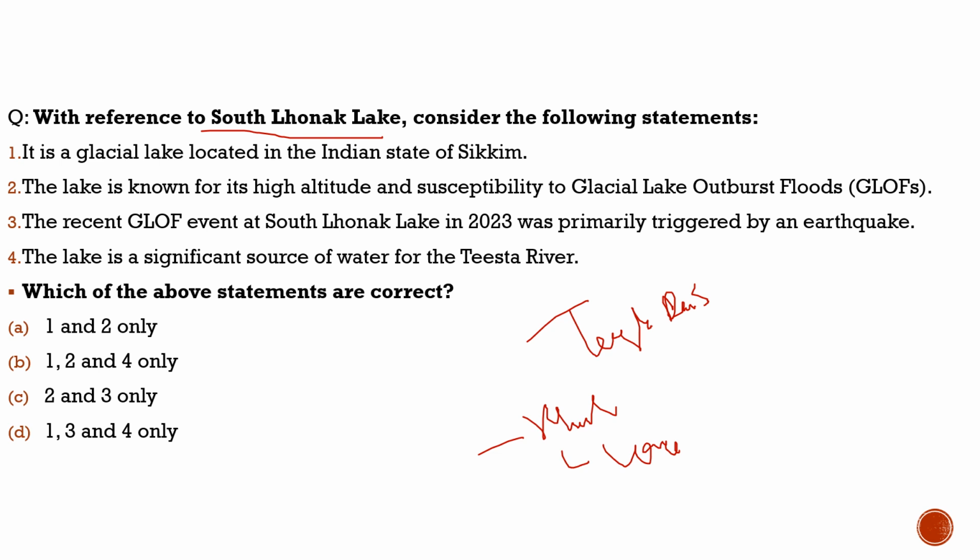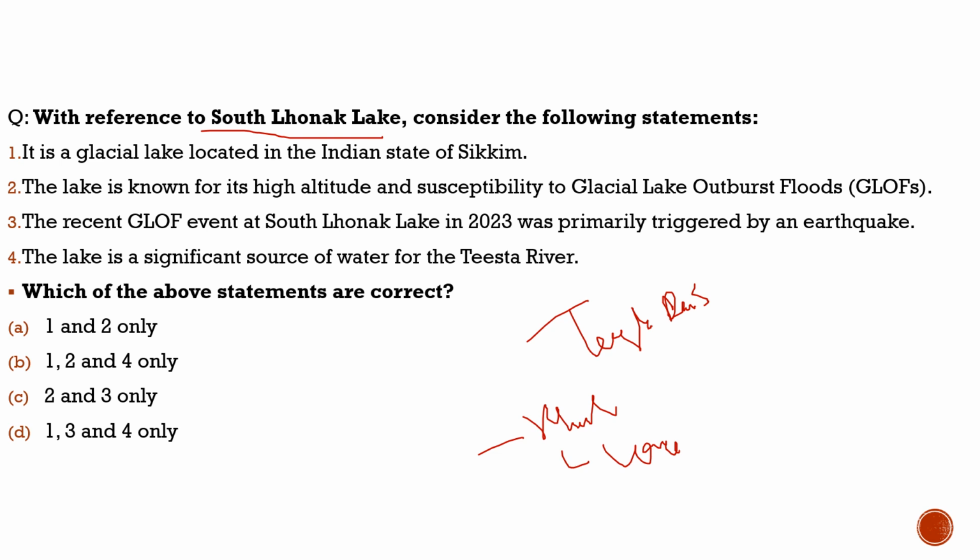With respect to this Tista Dam destruction, it was the South Lonak Lake which was responsible for this damage. It was the glacial lake outburst in the South Lonak Lake. Because of this, the dam was not able to hold that much water, and it got destroyed. It was the reason why this dam got destroyed.